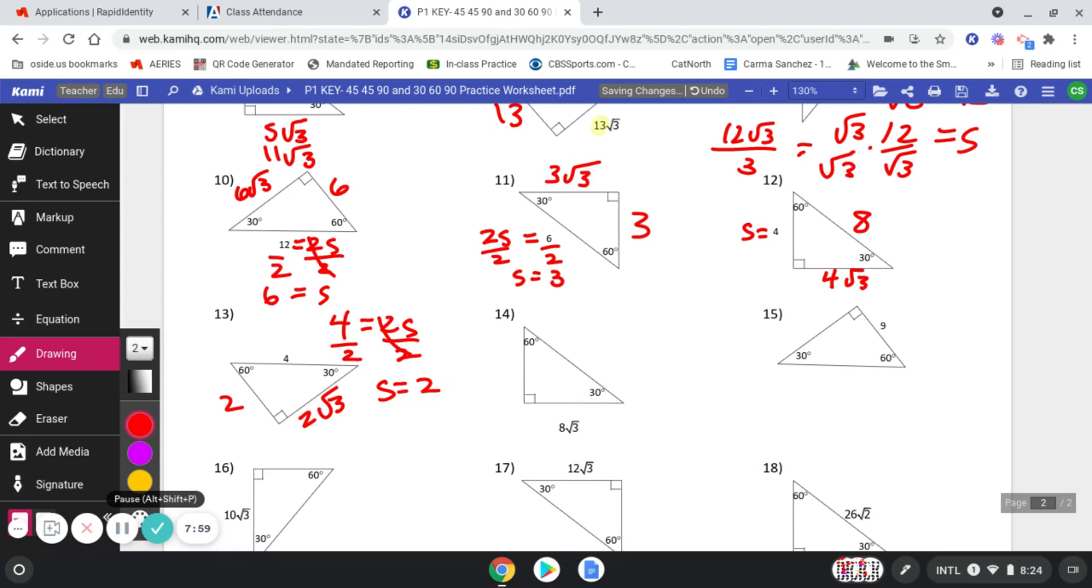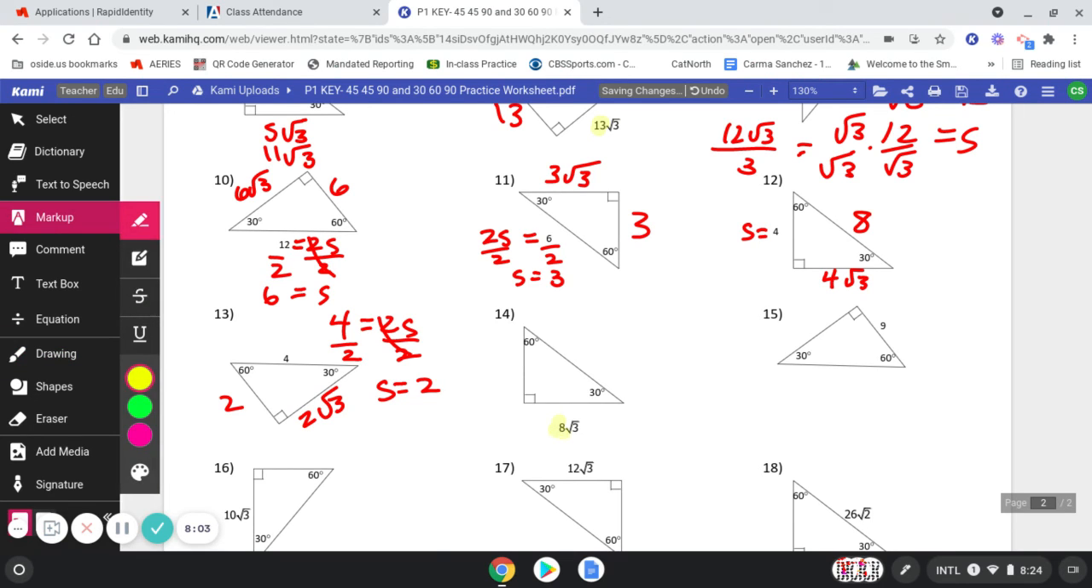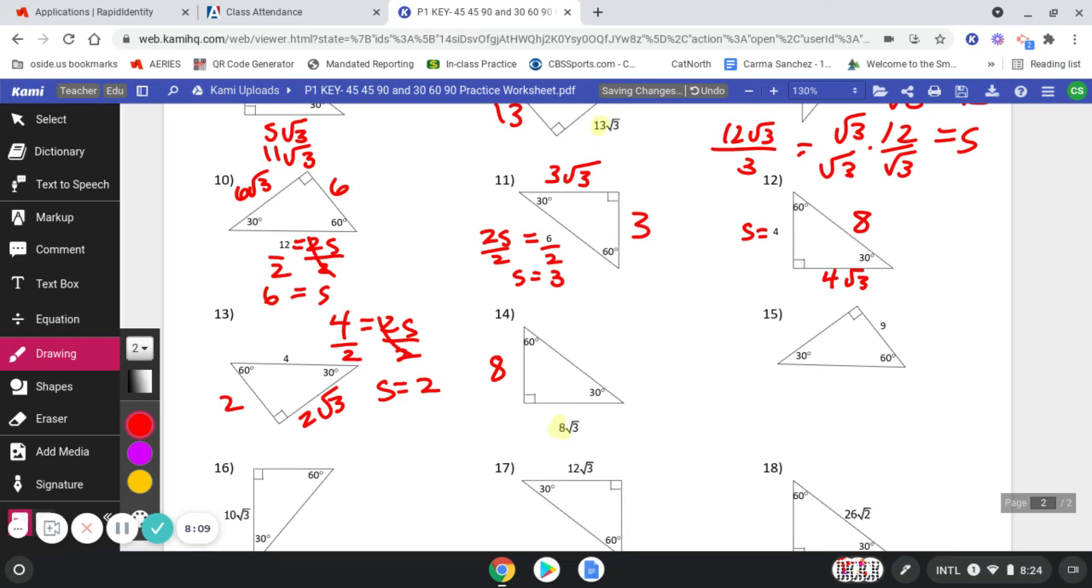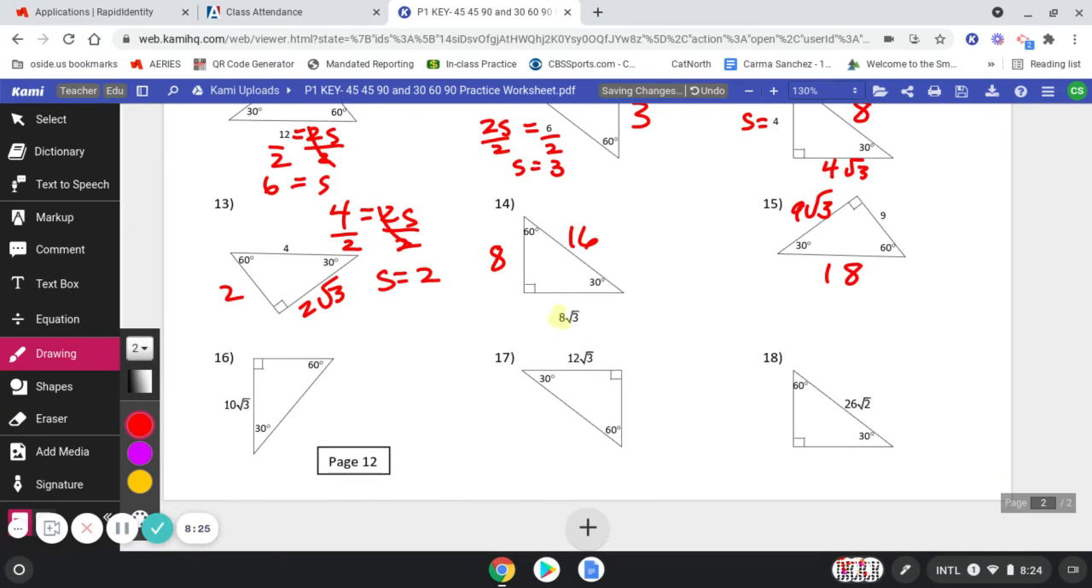Over here, I've got a nice backwards one. I've got an 8 as my side length. Do you see it there? So my side length is an 8, and my hypotenuse is double that 8. Okay, another easy one for number 15. Across from the 30, I've got my side length of 9. My hypotenuse is double that. And then I've got a 9 root 3 long leg.